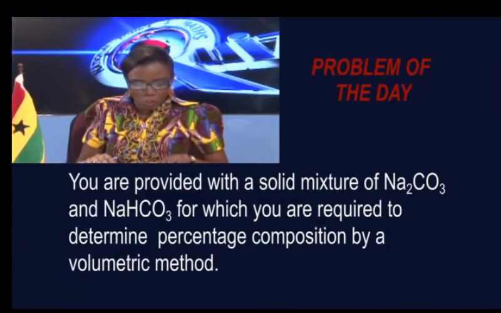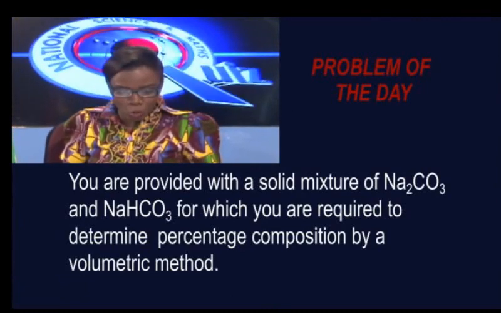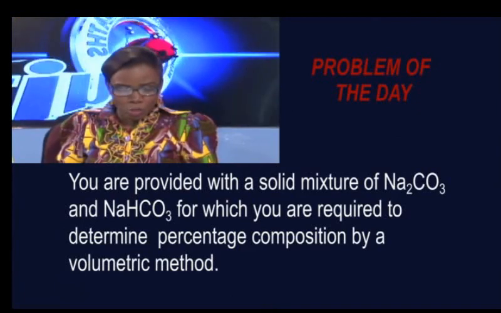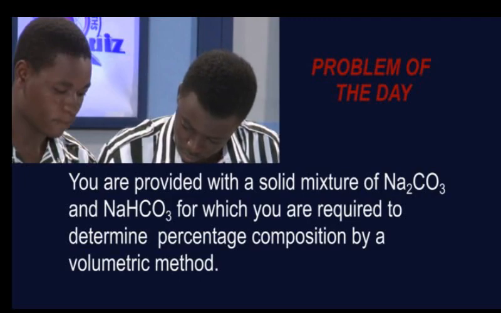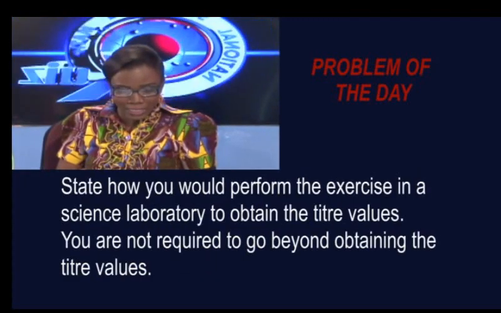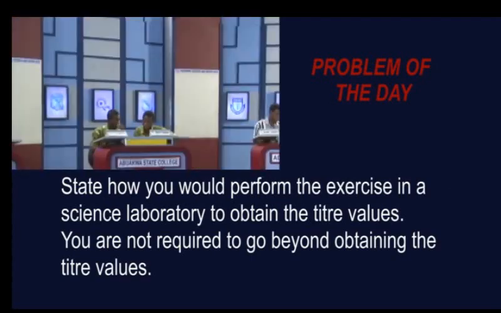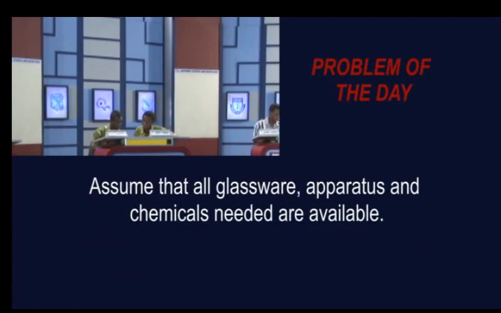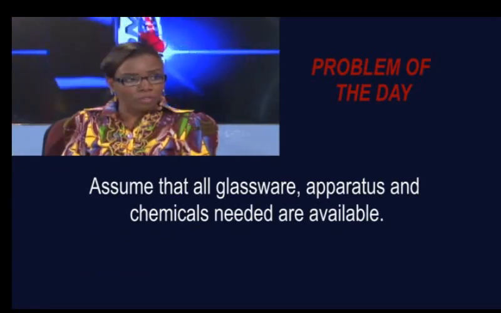Problem of the day. You are provided with a solid mixture of Na2CO3 and NaHCO3, for which you are required to determine percentage composition by a volumetric method. State how you would perform the exercise in a science laboratory to obtain the titer values. You are not required to go beyond obtaining the titer values. Assume that all glassware, apparatus, and chemicals needed are available. Contestants, this is your problem of the day. You may now begin.